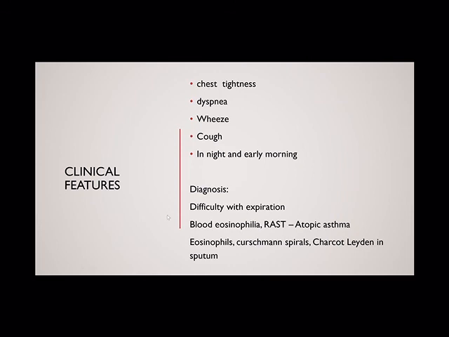As far as diagnosis is concerned, you can go by clinical symptoms, such as difficulty with expiration. Then when you look at the sputum, you can see eosinophils and the 3 C's: Churchmann spirals, Charcot-Leyden crystals, Creola bodies. This is about the sputum examination. And then in the blood, you can see eosinophilia in case of atopic asthma. In atopic asthma, you will have blood eosinophilia, and when you do RAST also, you can find specific antibodies to the allergen. So to the specific allergen, you will have specific antibodies which can be determined by RAST also. So these are all seen in your atopic asthma.